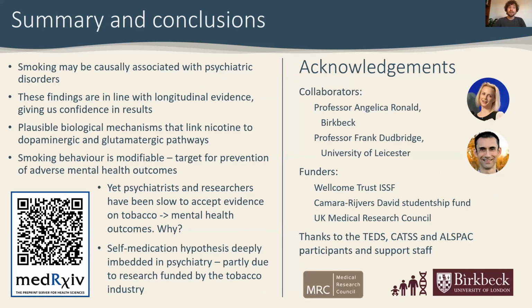So, in conclusion, smoking may be causally associated with psychiatric disorders, and these findings are consistent with longitudinal evidence. This gives us more confidence in these findings. We also know there's plausible biological explanations for why smoking could affect brain pathways that have also been linked to schizophrenia, bipolar disorder, and depression.